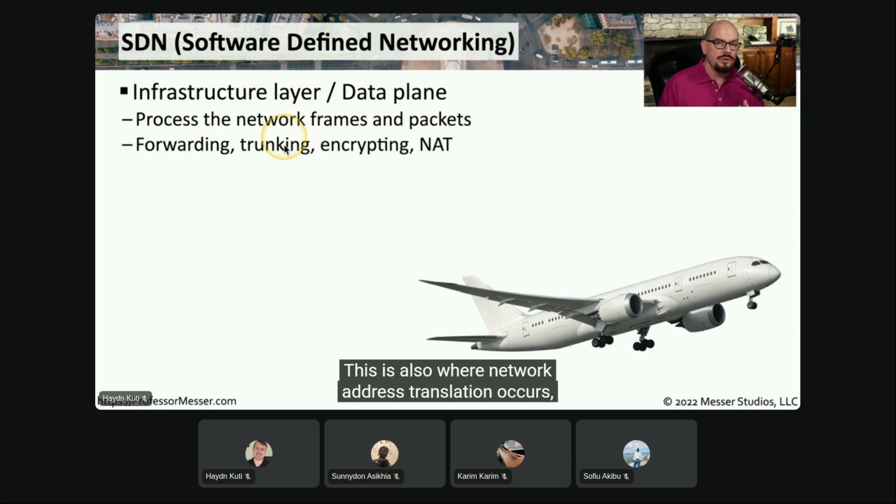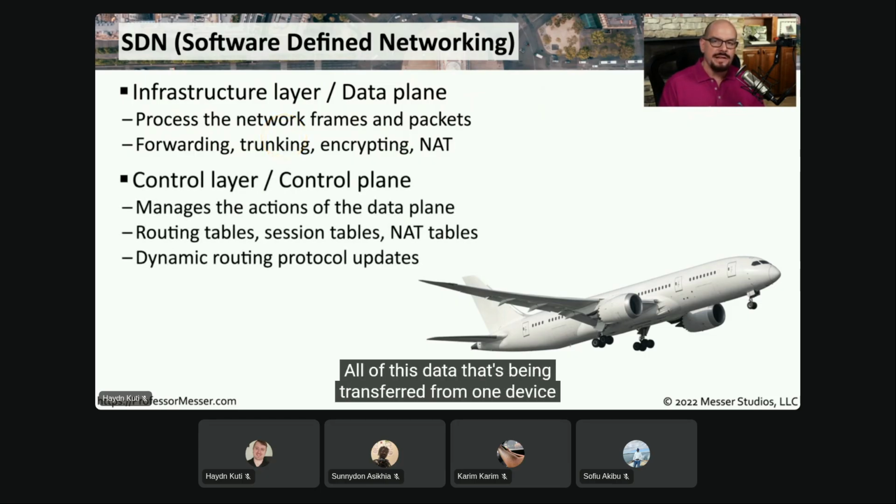This is also where network address translation occurs, any type of encryption, trunking, or anything else relating to the networking part of forwarding data. All of this data that's being transferred from one device to another is being managed by the control plane. For example, if you're using a router to forward traffic between IP subnets, there needs to be some type of routing table inside of the router so that we know where this traffic should go. And in that scenario, the control plane is responsible for managing the routing tables and then taking action on where this data should go. This also includes any type of dynamic routing updates, network address tables, or anything else that can tell the data plane how to get data from point A to point B.